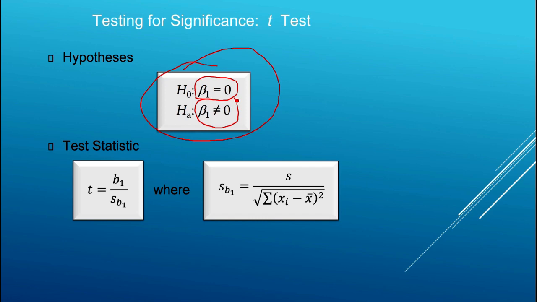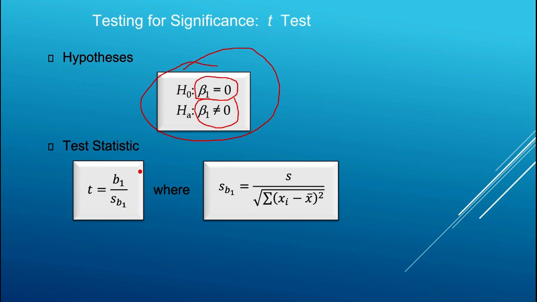just beta 1 not equal to 0. You know, it might give you beta 1 positive or beta 1 negative, in which case it might be more appropriate to do a one-tailed test. But the standard output is going to give you the results of a two-tailed test, and that's the only test that we're going to cover here.